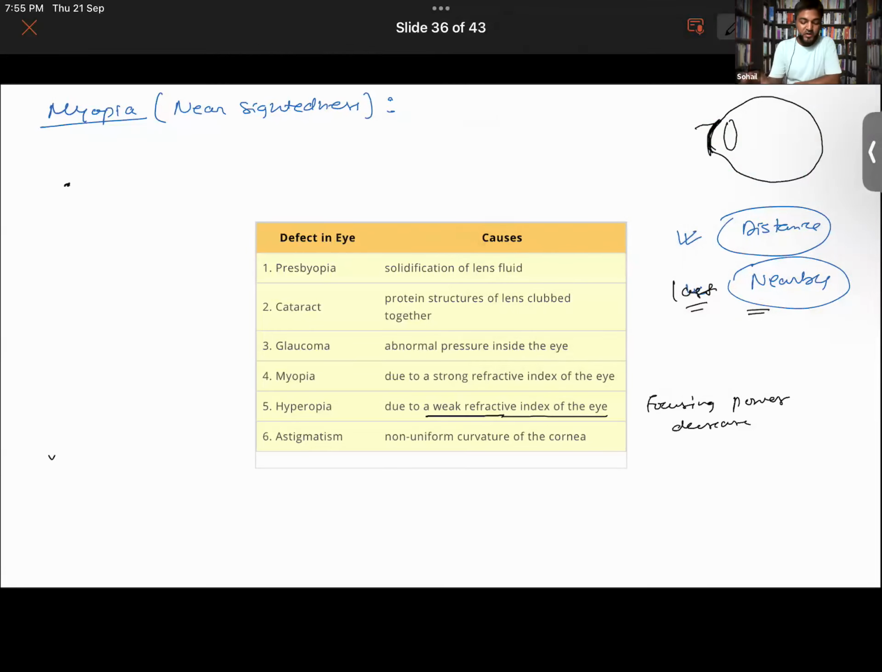So in the case of myopia, that is nearsightedness, what is happening? The person is able to see the nearby objects clearly, but the distance vision is now blurred. So nearsightedness is simply what is happening inside this lens. The refractive index of the eye has become very strong. So in this case, the convergence of rays is before the retina. Let's say this is a candle. The image is being formed here, although it is not taken up by the optic nerve because it is not falling on the retina.